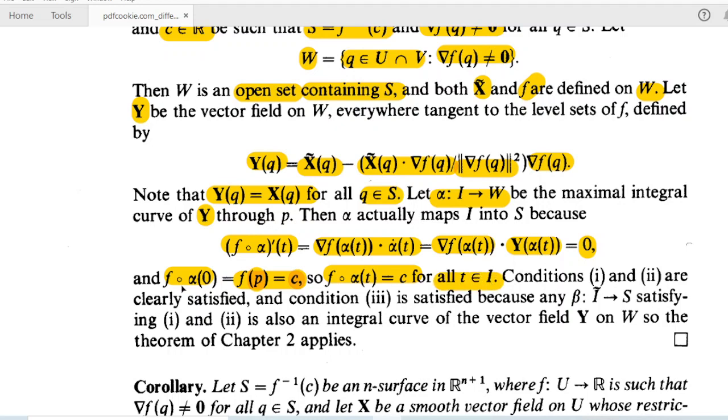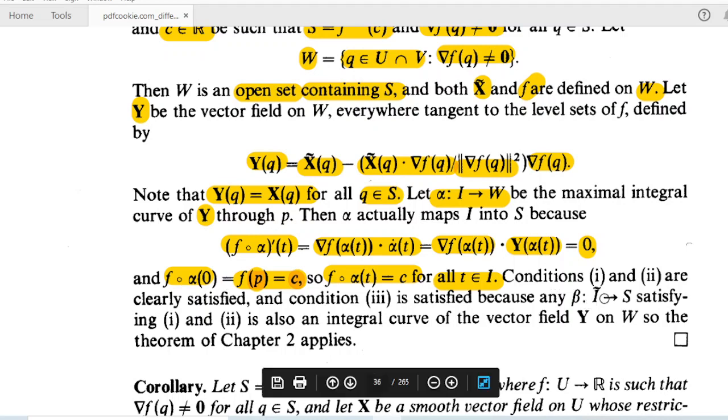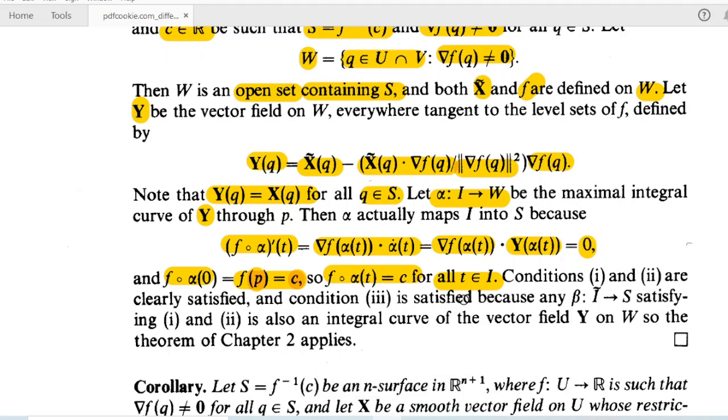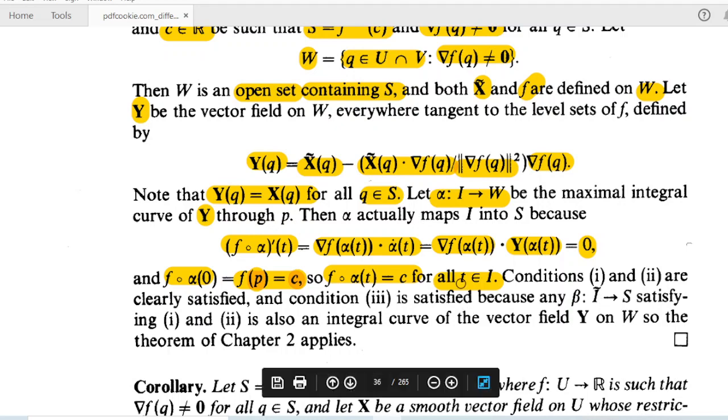So conditions 1 and 2 are clearly satisfied, and condition 3 is satisfied because any beta belonging to I tilde satisfying 1 and 2 is also an integral curve. We have already done this in the second chapter. Any beta satisfying 1 and 2 is an integral curve. Therefore, the third condition is also satisfied from our theorem of chapter 2.